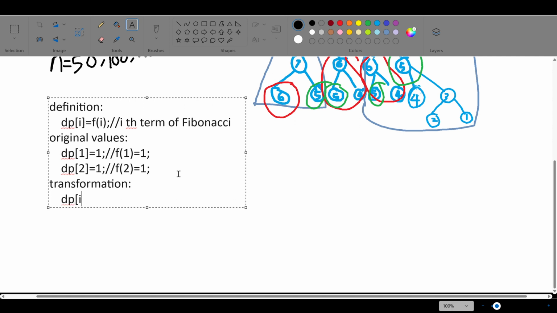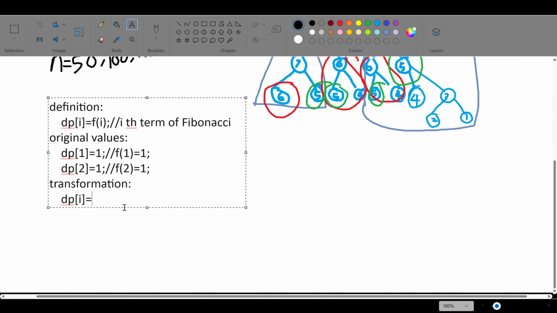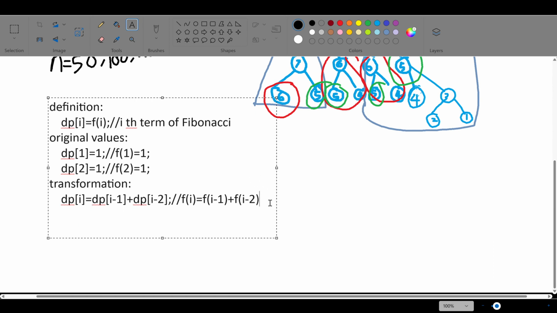Now we want to figure out how we get from one value to another. So we can say this is our transformation. For example, I have dp[i], right? How do I get dp[i] via calculation? We start with these two terms, and we know that each term in the sequence is the sum of the previous two. So we have dp[i] equal to dp[i-1] plus dp[i-2]. This is basically the same thing as F(i) equals F(i-1) plus F(i-2). Those two are actually the same concept.